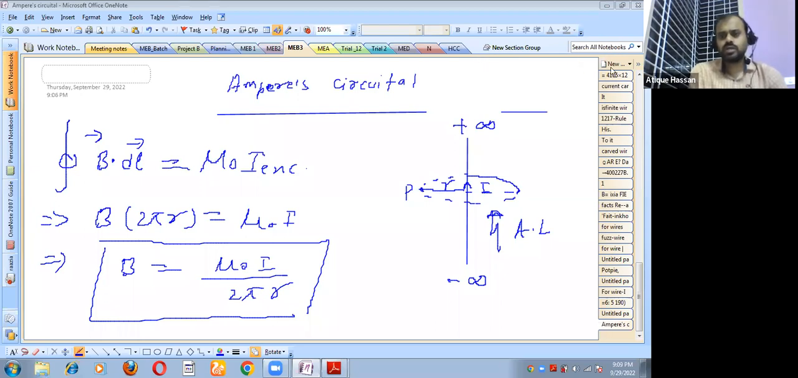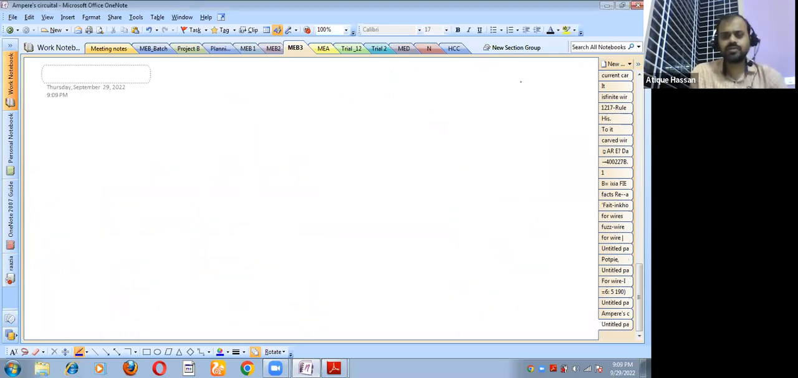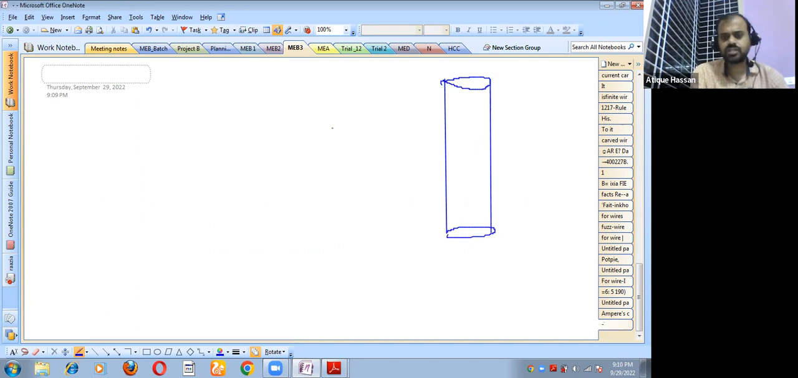So similarly, this is a thin wire, right? Now, suppose you have a thick wire. The main application lies here. Suppose you have a thick, current carrying wire. So in that case, suppose it is a cylindrical wire and you want to find the magnetic field due to this configuration. So this is a thick wire, right? Suppose this is a thick wire.